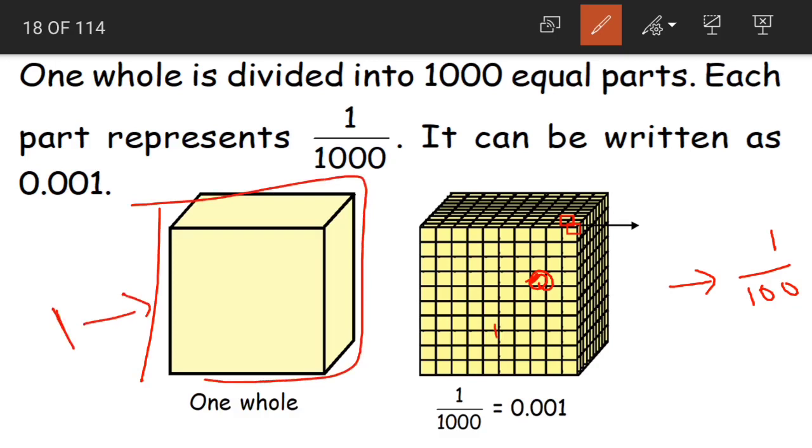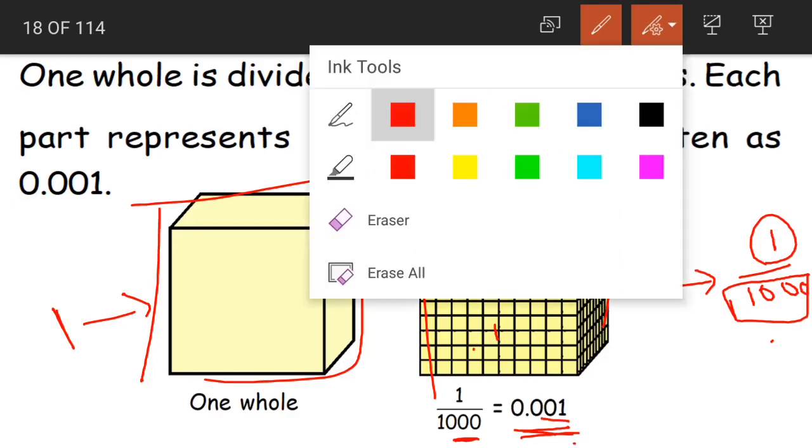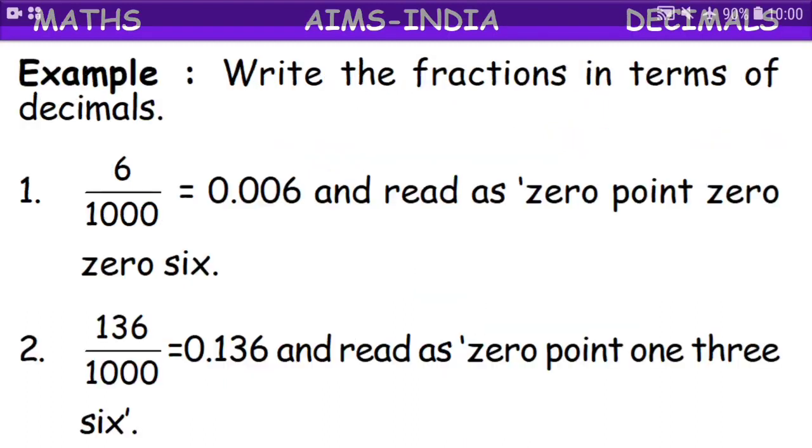Now as we have divided the whole into 1000 equal parts, the denominator becomes 1000, and as we are choosing only one part or coloring only one part, that one becomes our numerator. So this is the pictorial representation of 1 by 1000. And what is the decimal form of 1 by 1000, children? 0.001. There are 3 zeros in the 1000. So the decimal number has 3 decimal places. I hope this is clear, right?